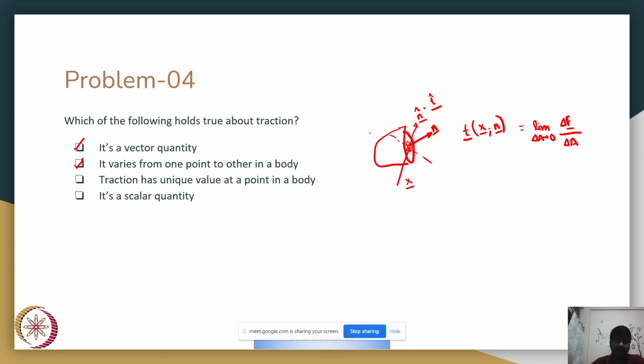Traction, as we mentioned, can vary from point to point, and at any given point it doesn't have a unique value because t not only depends on the point x, but also on the plane on which we are probing for the traction. So n can change, therefore t also can change. So the third one is wrong, and obviously since it's a vector, this is also wrong.